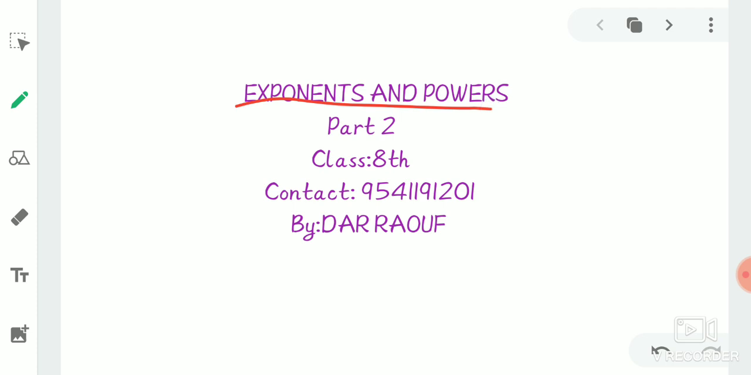We have learned some basics about exponents and powers in our previous lecture. If any student has any query related to that topic, she may contact me on my WhatsApp number that's here. So let's start today's topic, exponents and powers part 2.